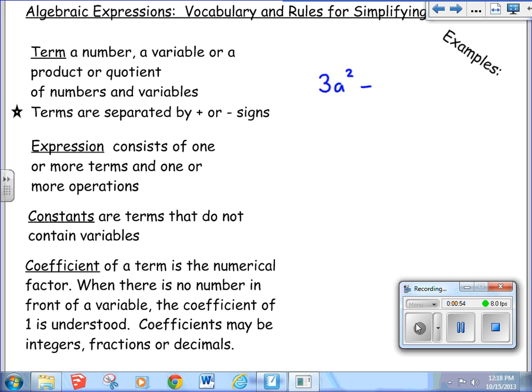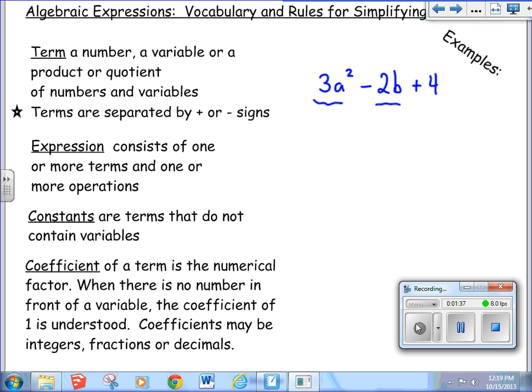3a squared minus 2b plus 4. All right, so this is an algebraic expression. It has terms and variables in it. A term, you can see here, you have the definition, is basically a number, so the 4. A variable, I don't have any just plain variables there, or a product or quotient of numbers and variables. Right here is a product of numbers and variables, and here's another product of numbers and variables. So each of those are terms.